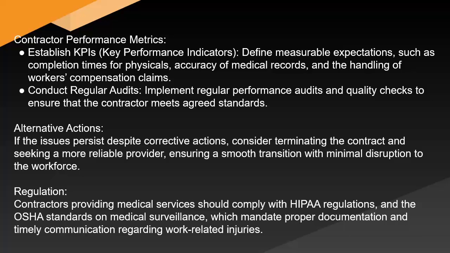Contractor performance metrics. Establish KPIs as key performance indicators. Define measurable expectations, such as completion times for physicals, accuracy of medical records, and the handling of workers' compensation claims. Conduct regular audits. Implement regular performance audits and quality checks to ensure that the contractor meets agreed standards. Alternative actions. If the issues persist despite corrective actions, consider terminating the contract and seeking a more reliable provider, ensuring a smooth transition with minimal disruption to the workforce.